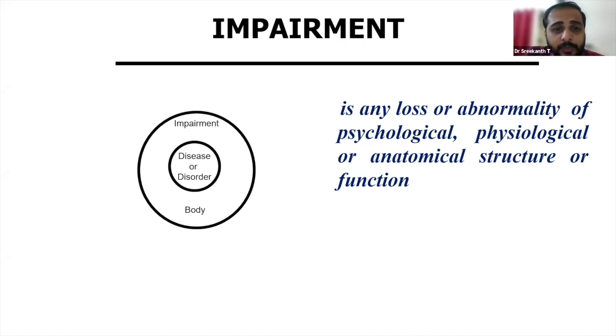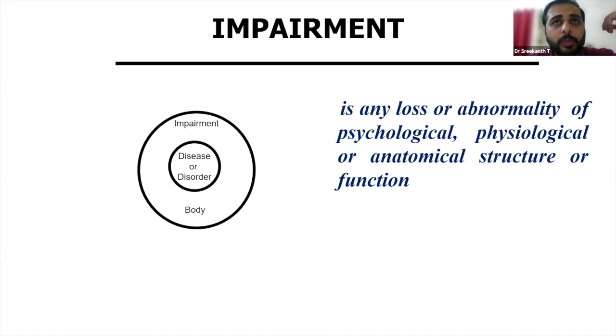In terms of impairment, if you look at the definition, impairment is nothing but a loss or abnormality of psychological, physiological, or anatomical structure or function. Basically, imagine a person with visual disability. His impairment is difficulty in vision. That is his impairment. For a person with physical disability, loss of his limbs, his legs, or his hands would be his impairment. So this is nothing but a loss or abnormality in various parts or structures of the body.